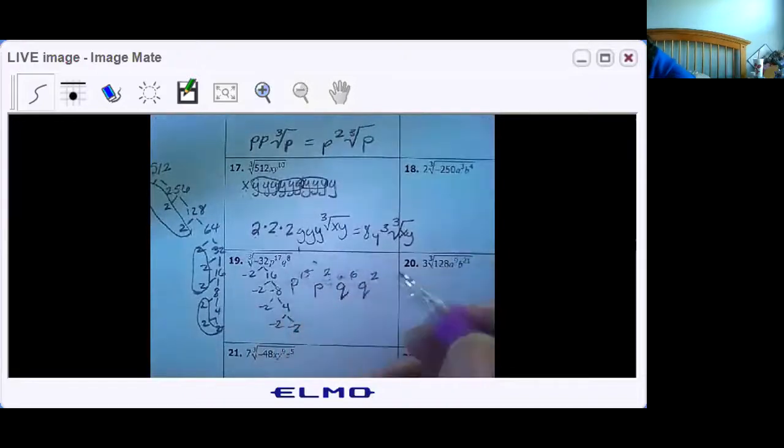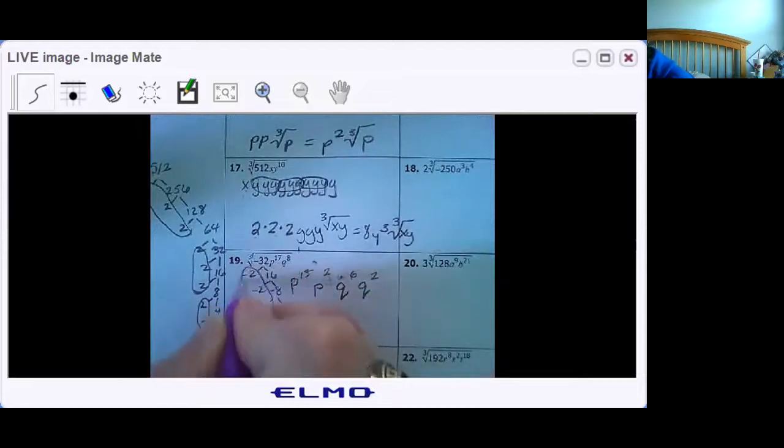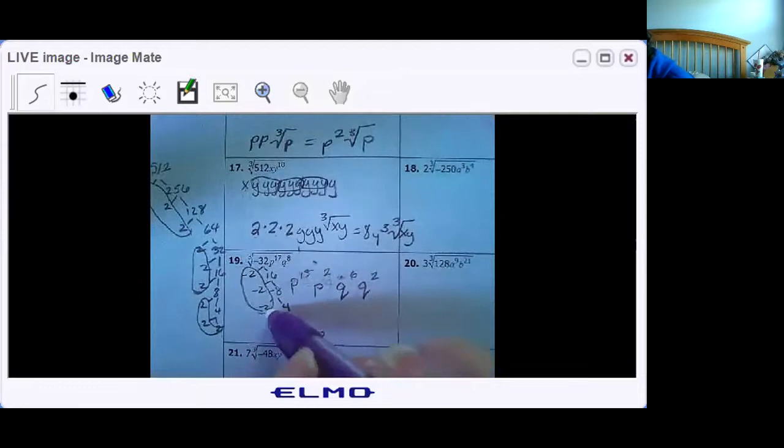Okay, so now let's see. There's one group of 3. But that's only a group of 2, so that's not going anywhere. Okay, now here, 15 is a multiple of 3. 15 divided by 3 is 5. So P to the 5th pulls out. P squared stays behind. 6 is a multiple of 3. 6 divided by 3 is 2. So Q squared comes out and a Q squared stays behind.